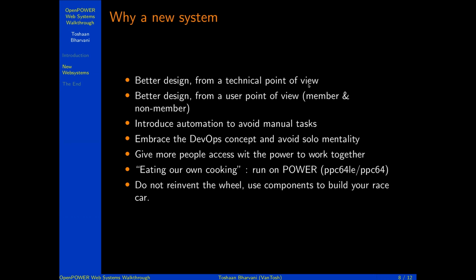We wanted it to run on Power. We are proclaiming that Power is the best solution. We should also use it. On the other hand, we don't want to reinvent the wheel. If there are wheels, we can use components to build our race car. And so we can utilize open source software, which can be easily ported or just runs on Power.